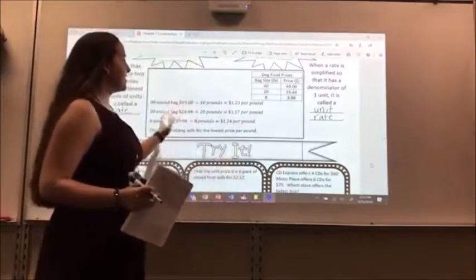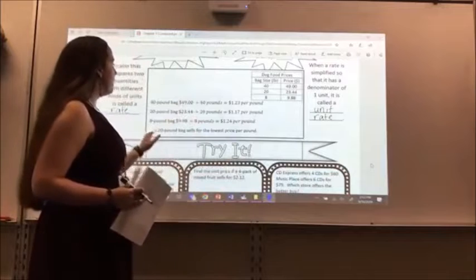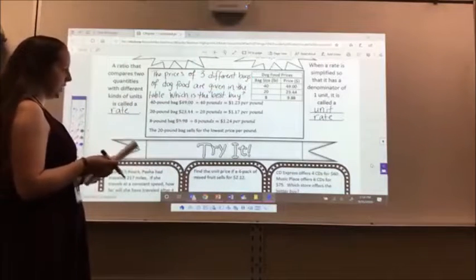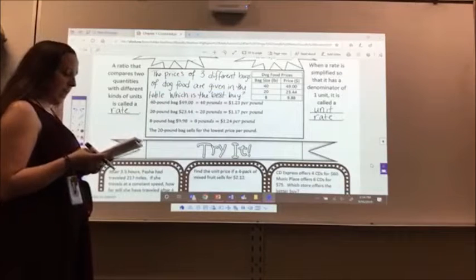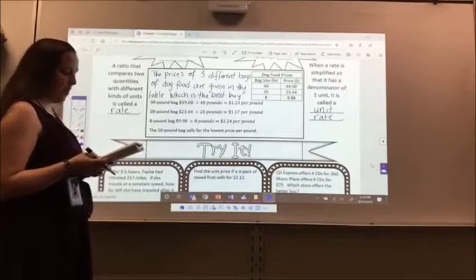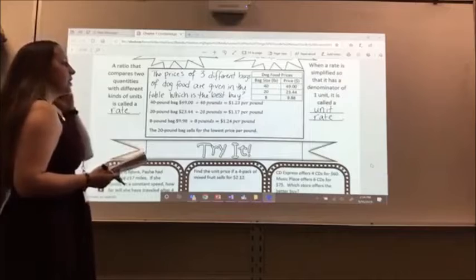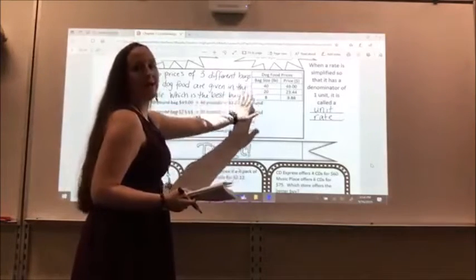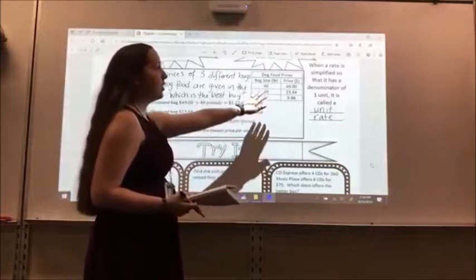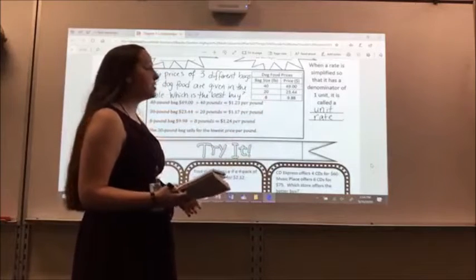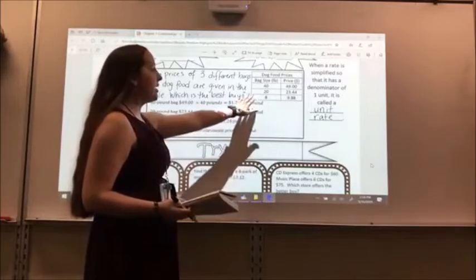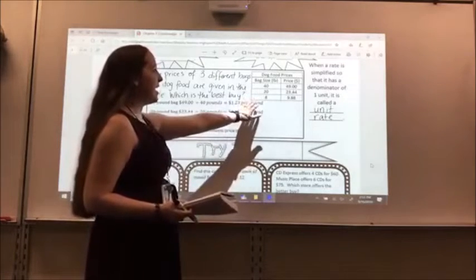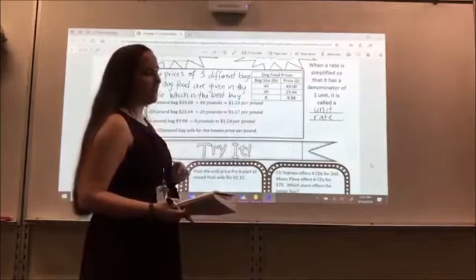So here's an example. The prices of 3 different bags of dog food are given in the table. Which size bag has the lowest price per pound rounded to the nearest cent? The 3 bags are a 40-pound bag, a 20-pound bag, and an 8-pound bag. The 40-pound bag costs $49. The 20-pound bag costs $23.44, and the 8-pound bag costs $9.88.